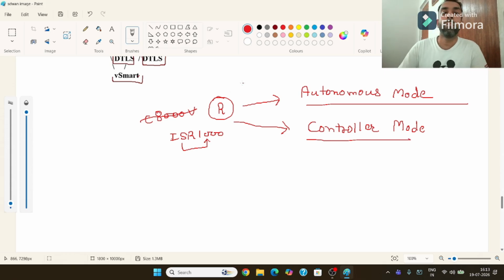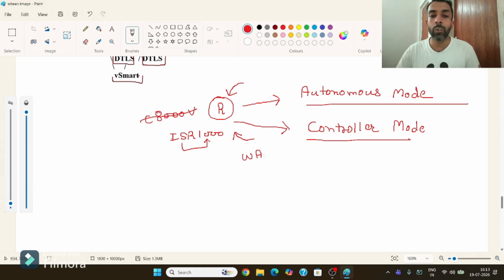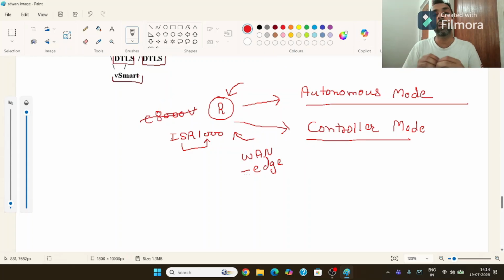Autonomous mode will make your router work as a traditional router, but controller mode will make your router work as a which device? As I told you, WAN edge device. Basically, WAN edge devices are the routers which can integrate in the SD-WAN solution or in the SD-WAN fabric. How will you check the mode?